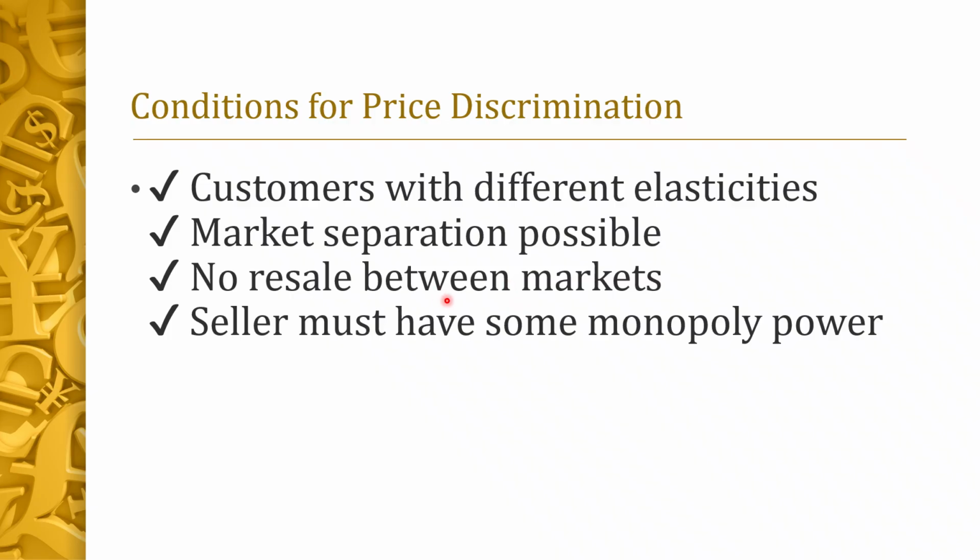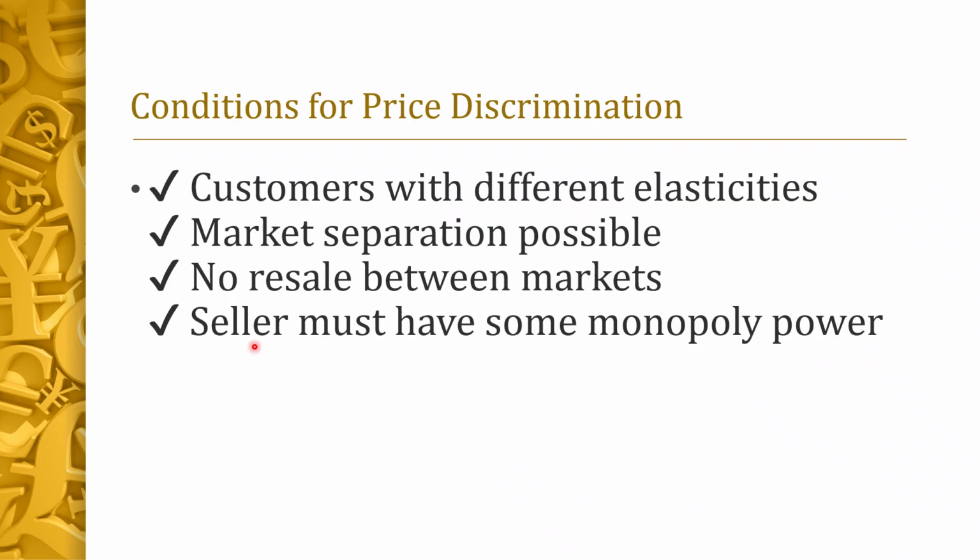Let's look at the example. What are those products or services that we are not able to resell? Electricity cannot be resold. Train tickets cannot be transferred. Discounts in college fees cannot be shared. A movie ticket bought at student price cannot be resold to a regular buyer. So this is why these services are more prone to price discrimination, and they cannot be resold.